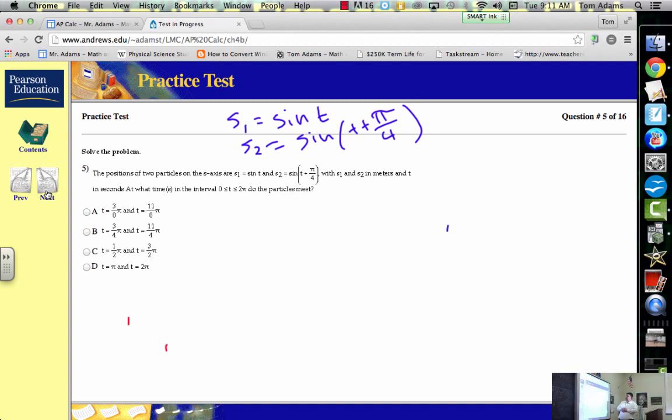Anyways, the positions of the two particles are represented by these two functions. The distance is in meters and the time is in seconds. Then it asks: at what time in the interval from 0 to 2 pi do the particles meet?